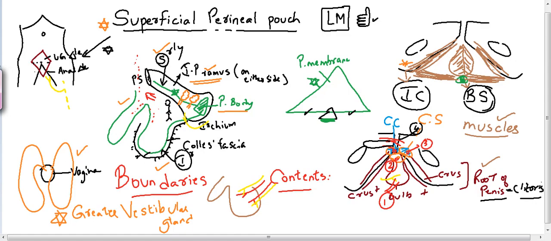ischiocavernosus, which helps in erection, bulbospongiosus, which helps in ejaculation of the semen. Then superficial transverse perineum, holding on to the perineal body. All these are supplied by perineal branches, which I'll show you here. The other contents include the nerves, posterior scrotal nerves, perineal branches, muscular branches, and a branch to the bulb of the penis. Arterial branches include posterior scrotal arteries, artery to the bulb of the penis, deep artery of the penis, dorsal artery of penis, urethral artery. Wherever I told penis, you can replace the word clitoris in females.